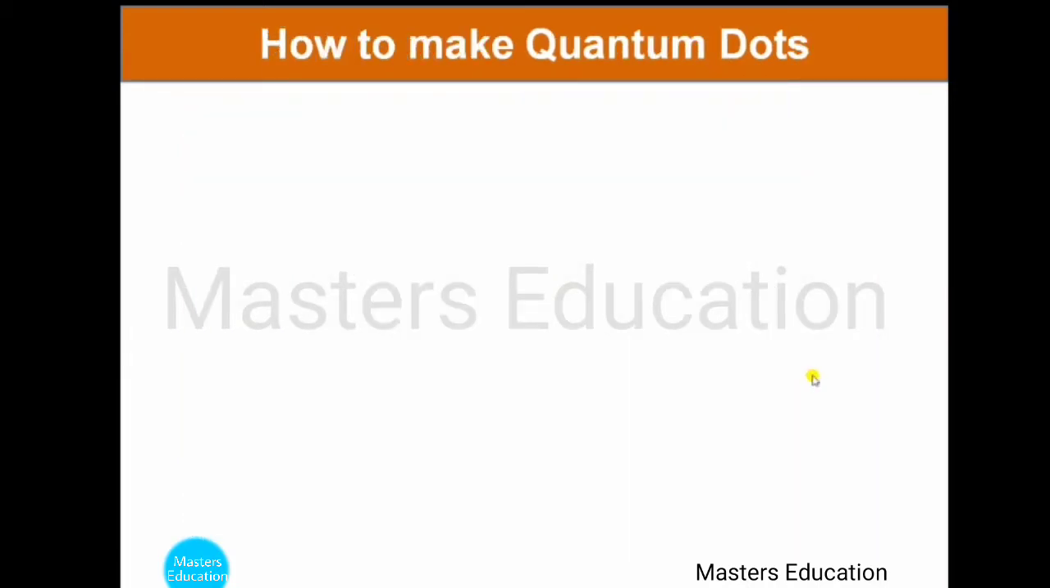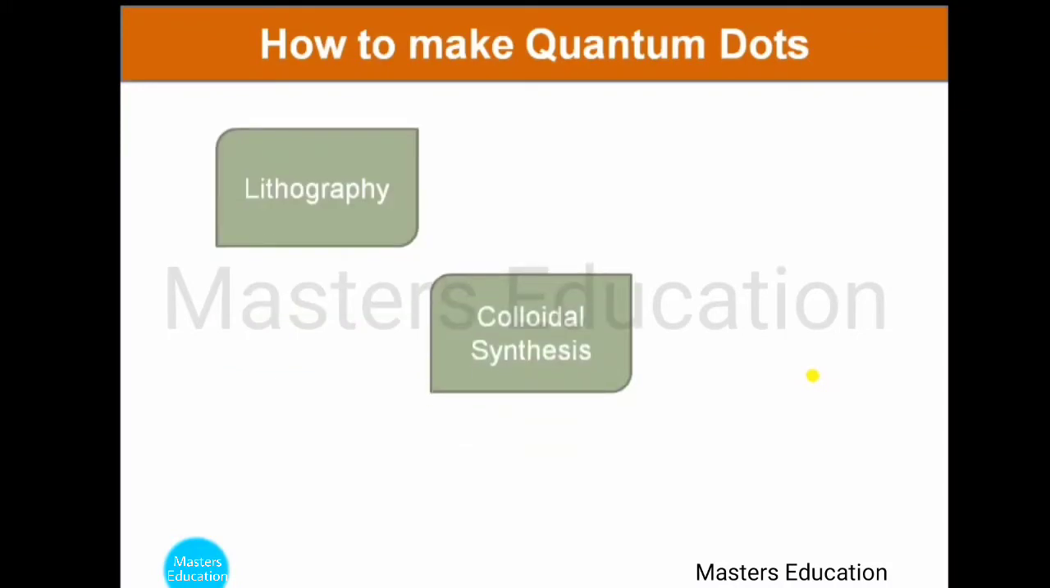Next, how to make a quantum dot. Quantum dots are made by three main methods, those are lithography, colloidal synthesis, and epitaxy, which have already been discussed in the approaches of nanomaterial synthesis.